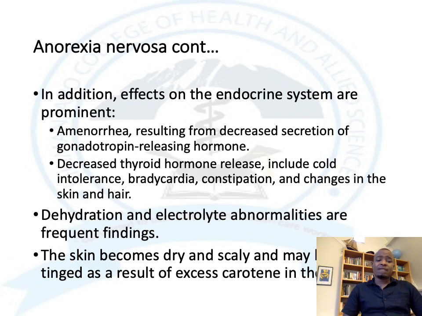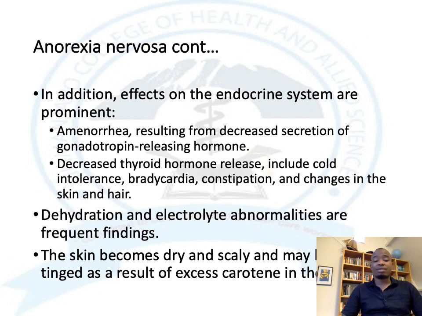In addition, the effects on the endocrine system are prominent. They get amenorrhea resulting from decreased secretion of gonadotropin releasing hormone. They can also get decreased thyroid hormone release, including cold intolerance. They can become cold intolerant. They feel very cold. They have bradycardia. The heartbeat is very slow. They get constipation, changes in skin and hair.